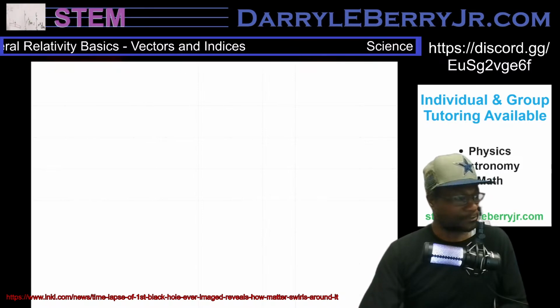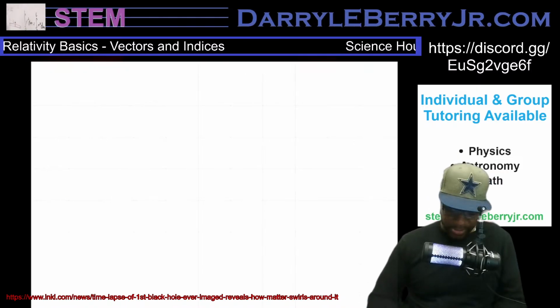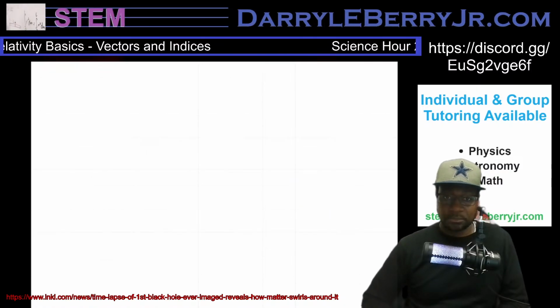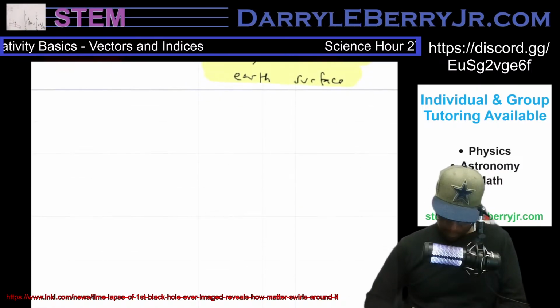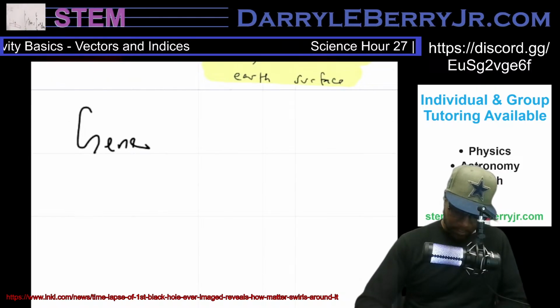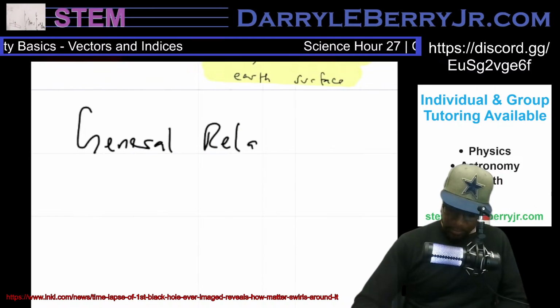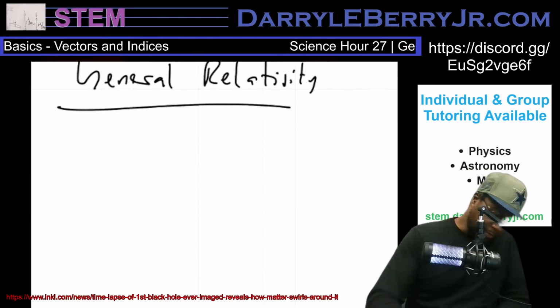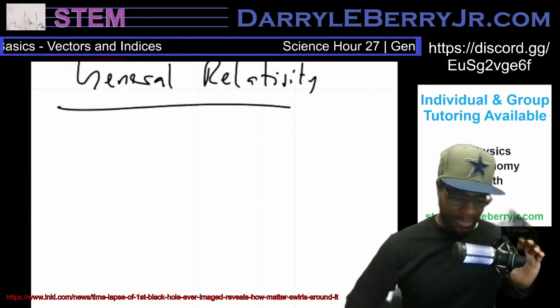All right, so let's go ahead and get started. The first thing I'll do is talk a little bit about the notation in general relativity. All right, so let's start with the Einstein notation.